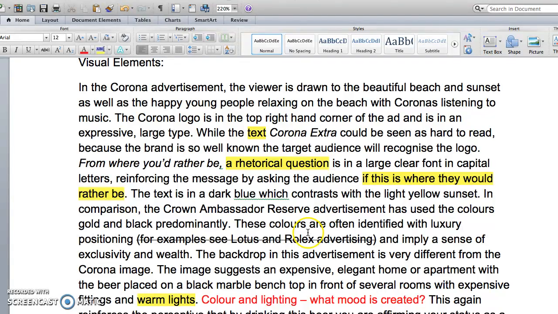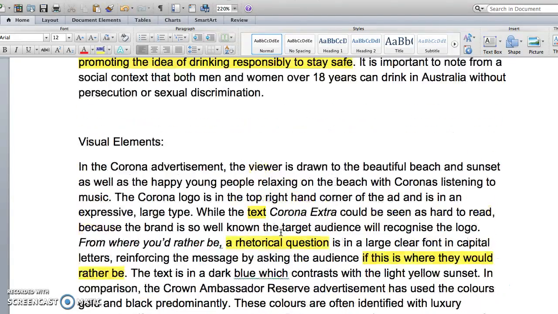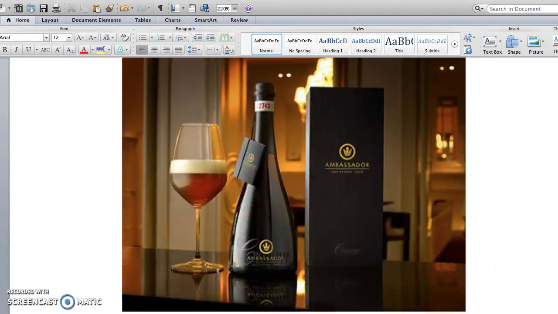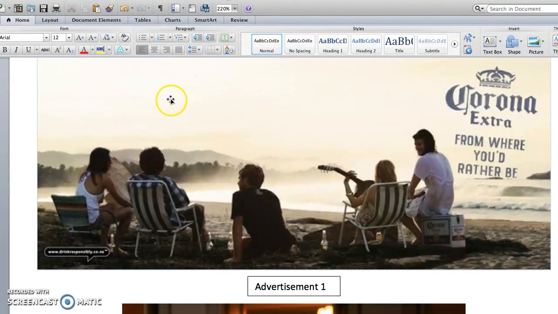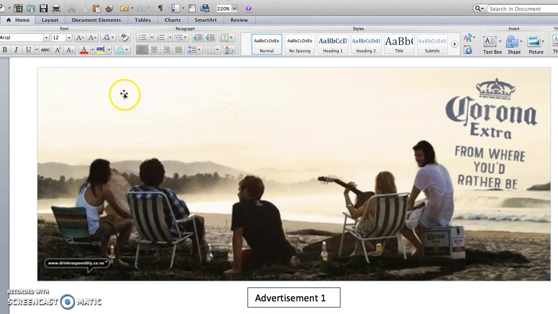So there's so much that you can write about with the Corona, with both advertisements, but here you're talking about the beach. Well, the correct language is you're talking about the background, the setting. You need to talk about the fact that they're using models. It doesn't look like any of these people are ugly hunchbacks of Notre Dame. Why? Because they don't want that to be associated with their product. So they have used models.